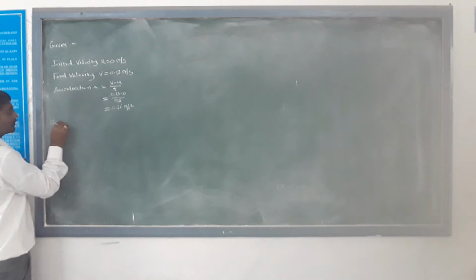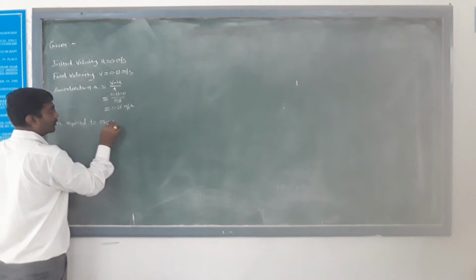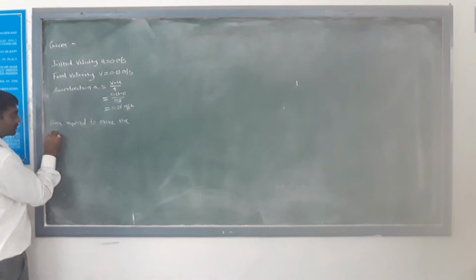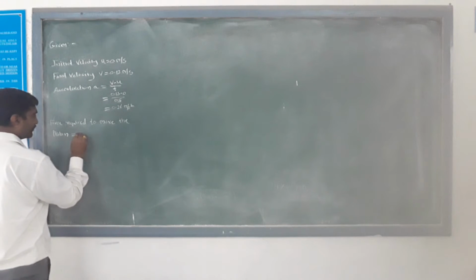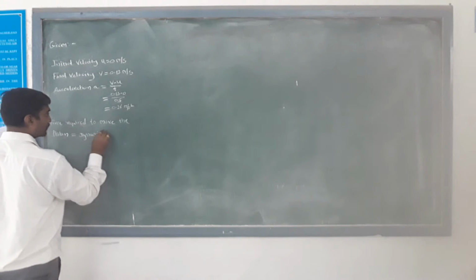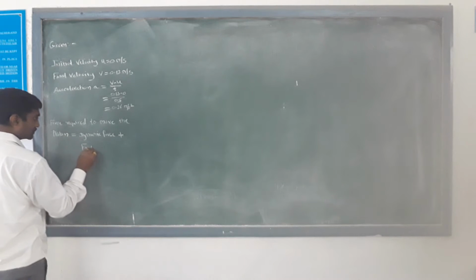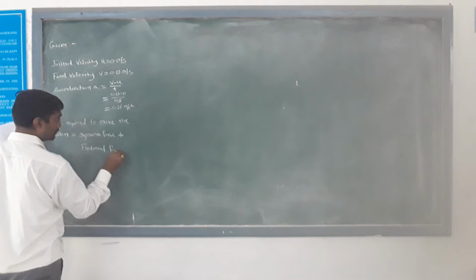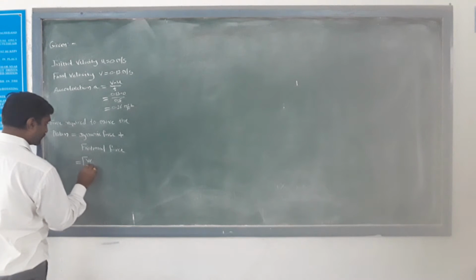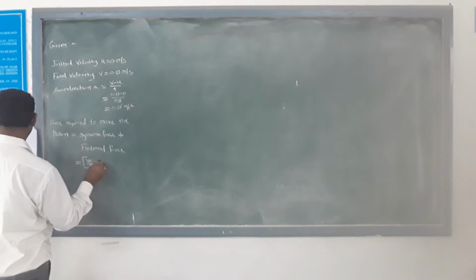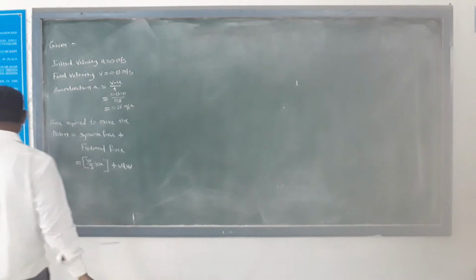Force required to move the piston equal to dynamic force plus frictional force. So W upon g into a, plus mu W.